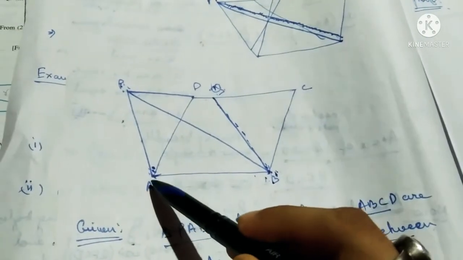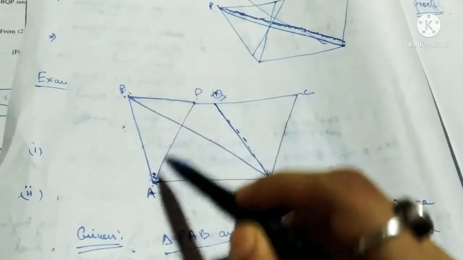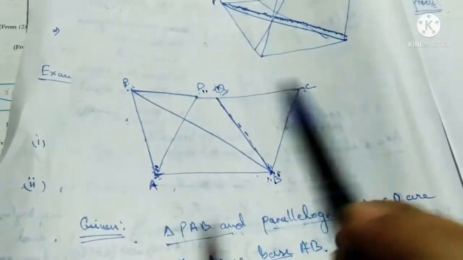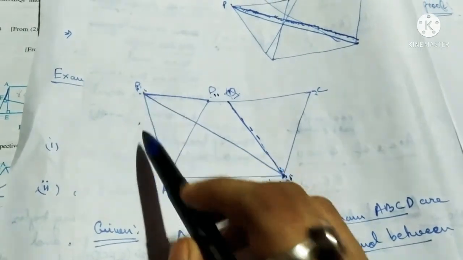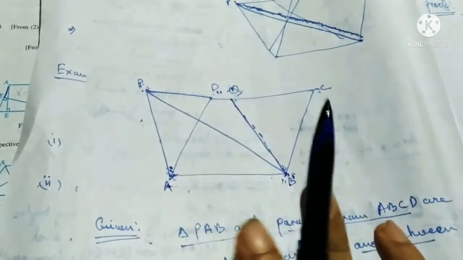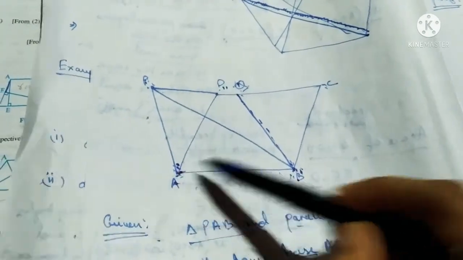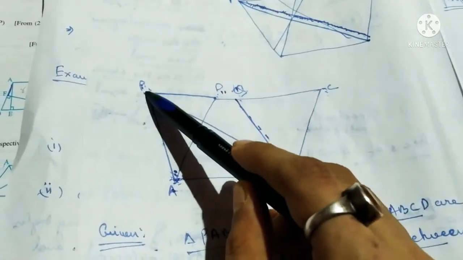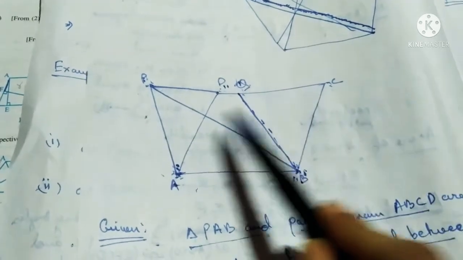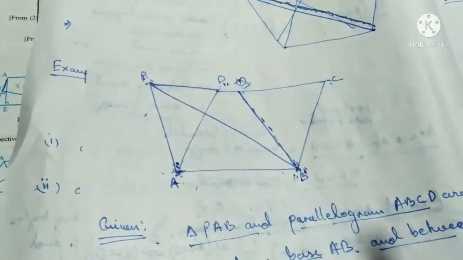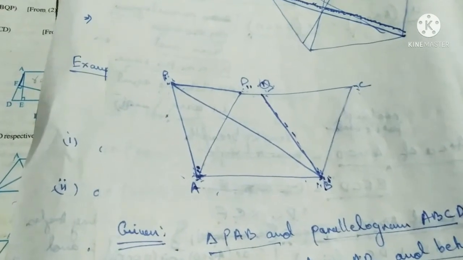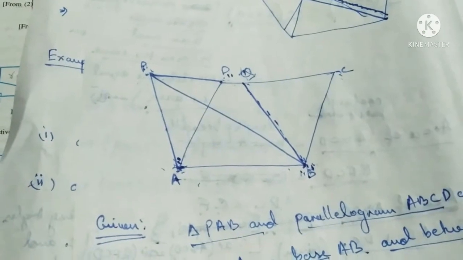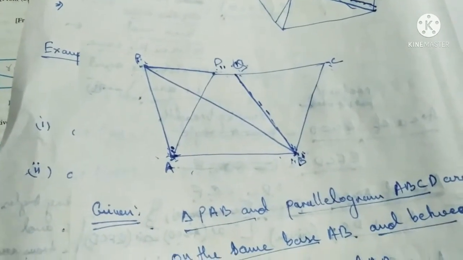First of all, the area of ABCD will be equal to the area of the parallelogram PABQ. There are two parallelograms here. Look very carefully: ABCD is a parallelogram, and the other parallelogram is PABQ. These two parallelograms have equal area, from the theorem that parallelograms on the same base and between the same parallels are equal in area. I will call that equation number 1.